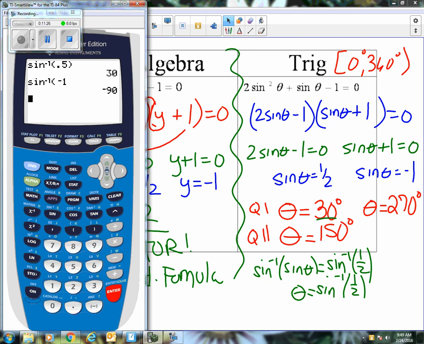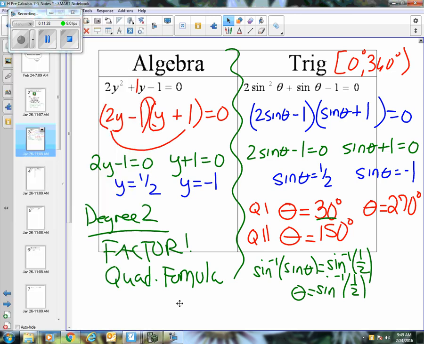So you do have to be a little bit aware, cautious about what kinds of domains you are using when you give those answers. Okay, so strategy. Big important thing on this one. It was degree 2. We solved it by factoring.